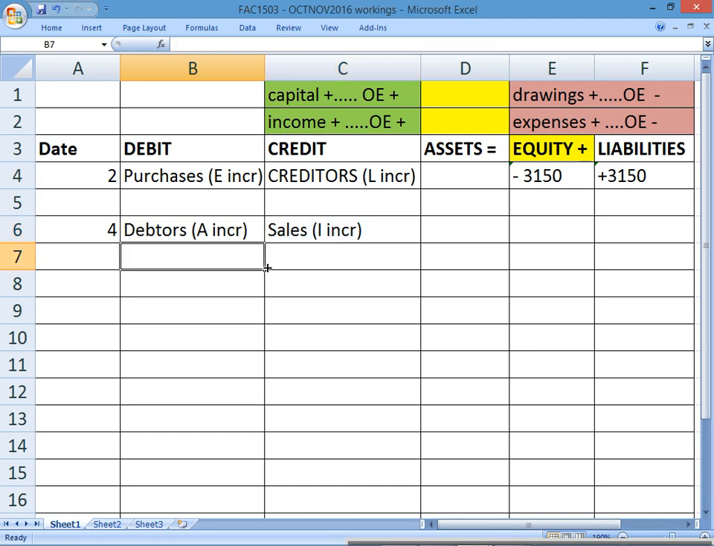Okay, now I need to get the easy marks. Assets increase where? On the debit side. So plus asset 1460. Sales is an income. If sales goes up, what happens to owner's equity? It increases. So the same thing over there. There's your asset, there's your equity.